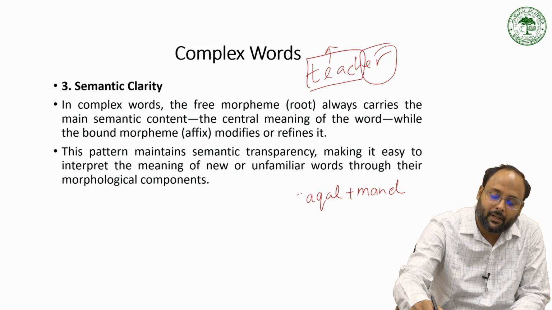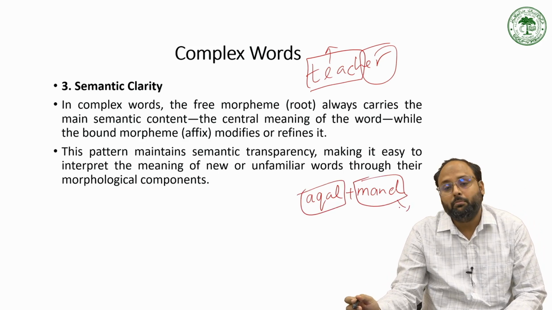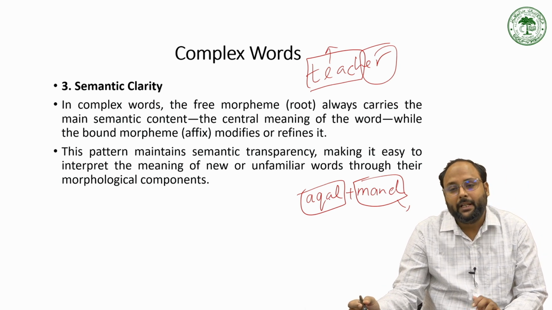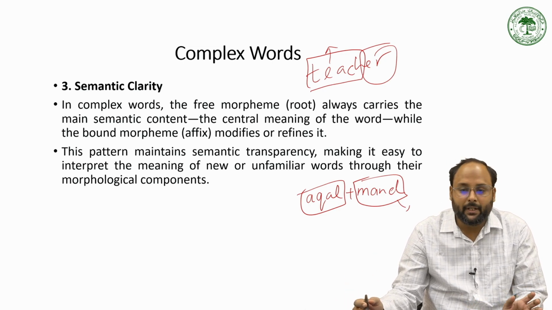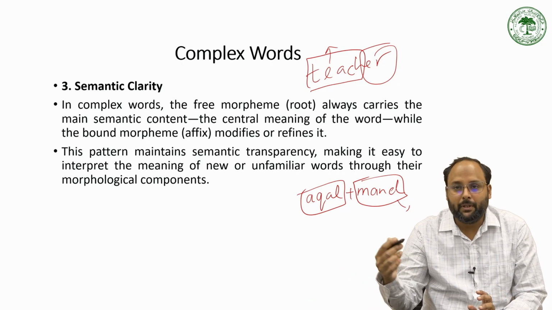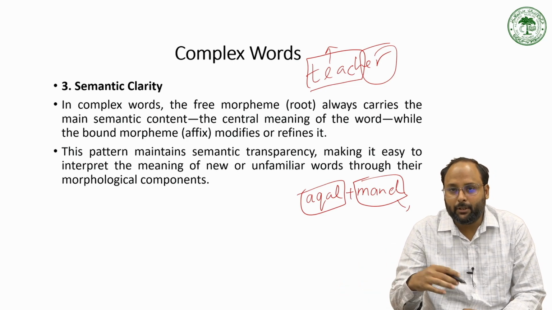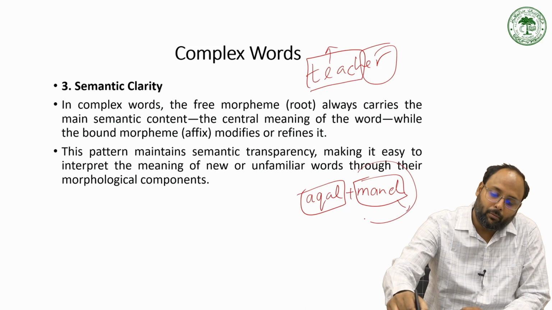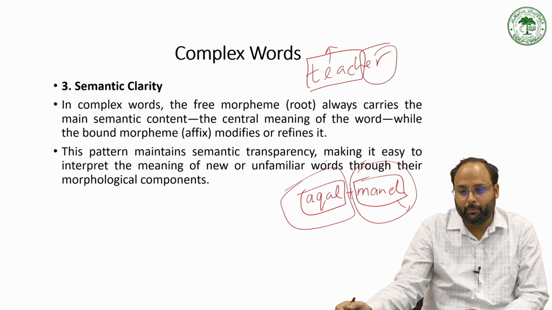So in this word, akal is the free morpheme, mand is the bound morpheme. The main meaning comes from the word akal, and mand gives it some modification or refinement, to change the grammatical category, or to give the meaning of intensity or excess. So all the intensive meaning, negative meaning, and other modification in the meaning comes from the bound morphemes. But the main meaning comes from the free morpheme in complex words.